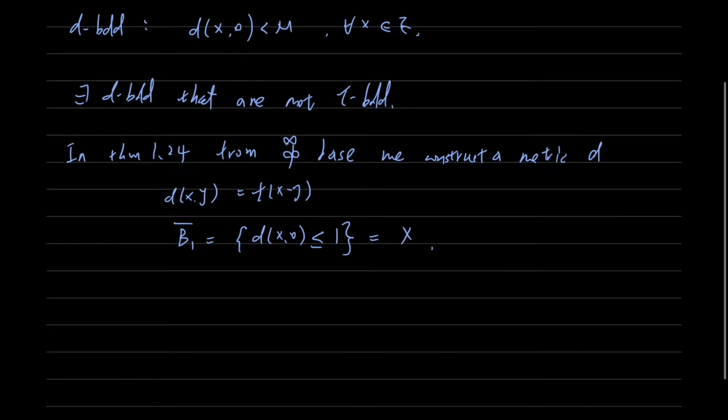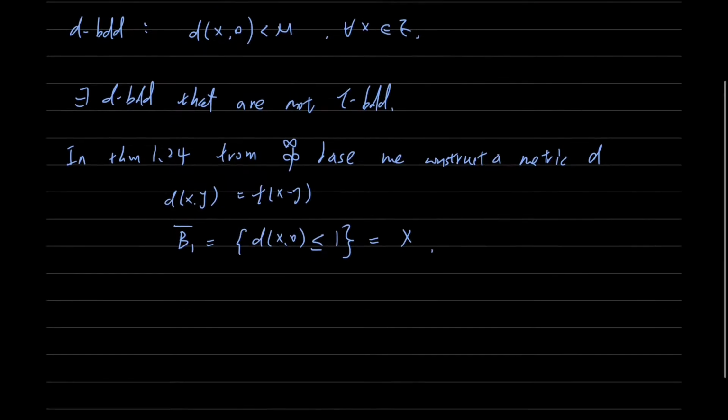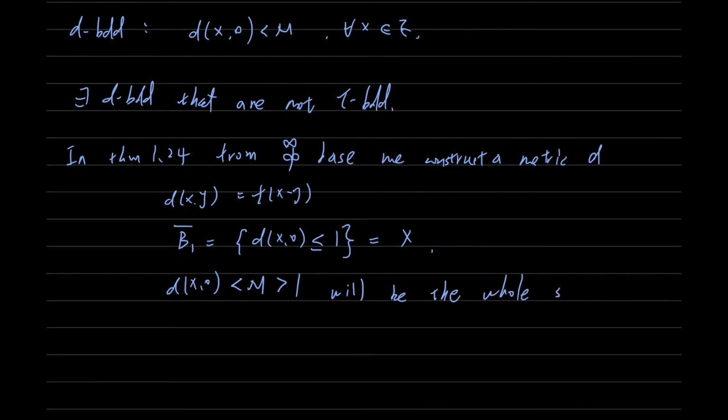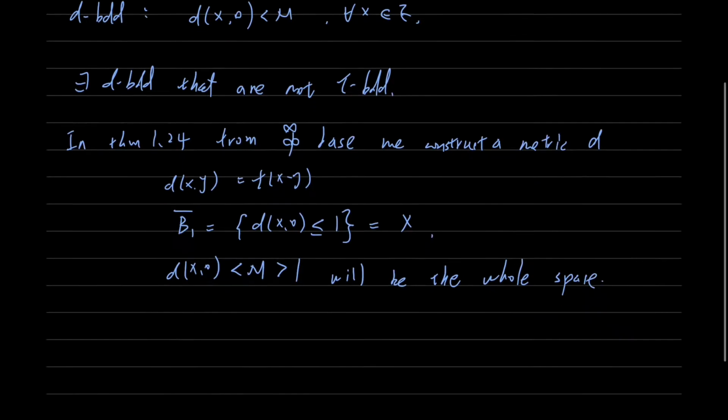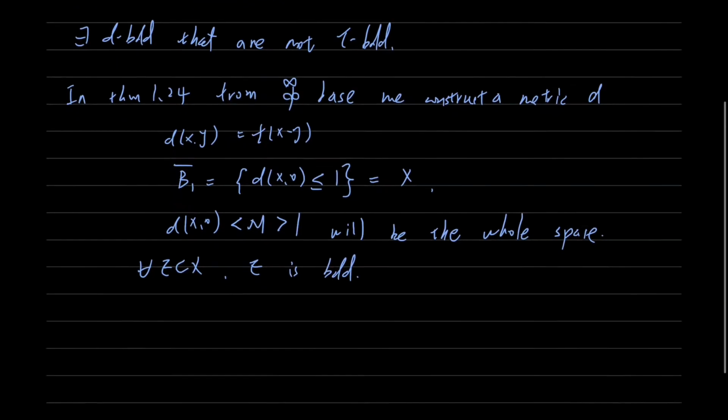So it means that the notion above, d(x, 0) is smaller than m for some m larger than 1, will be the whole space. Which means that for every subset E of a topological vector space, E is bounded in this sense. It's bounded, which is not very useful, right, if everything is bounded.